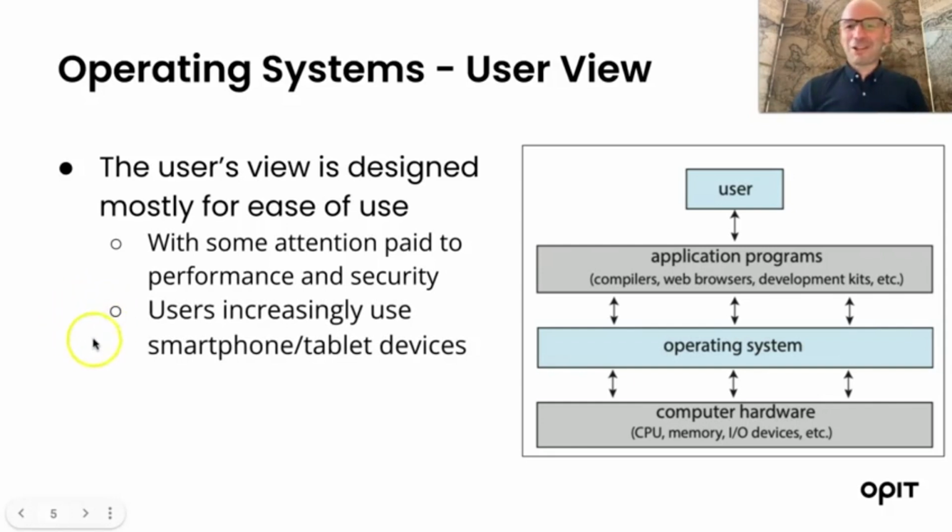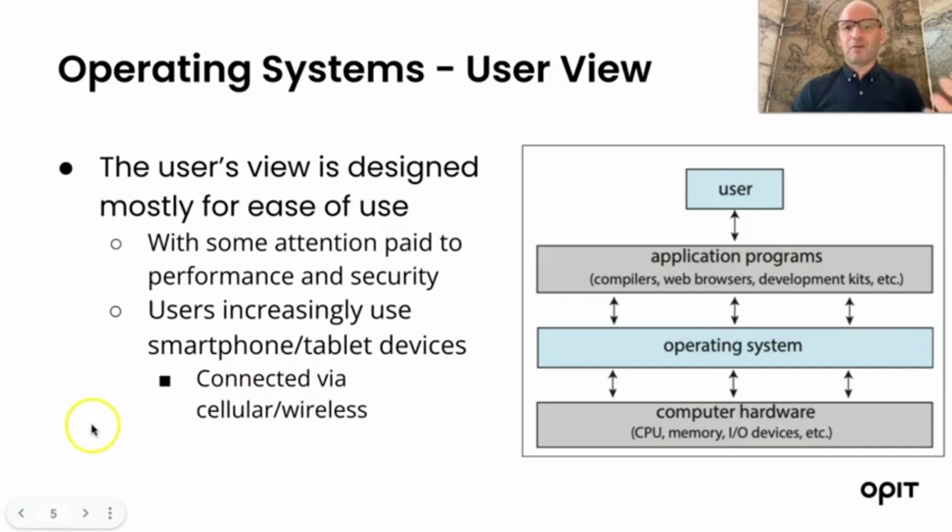Now, as I'm talking here, of course, I'm talking about how users increasingly use smartphone and tablet devices. So the way in which these applications interact through the operating system with the hardware is becoming a much more researched area, I guess is the way to say it. And these devices are connected via cellular and via wireless. Of course, cellular if you're not near wireless, but wireless if you're in a restaurant or other public area.